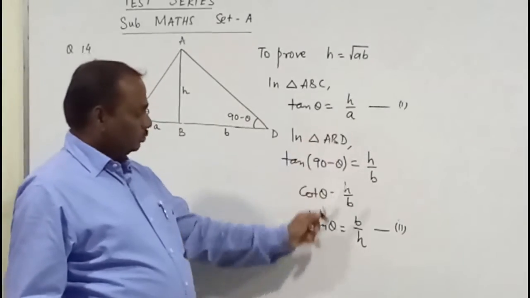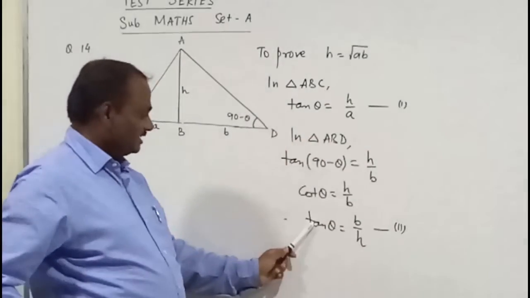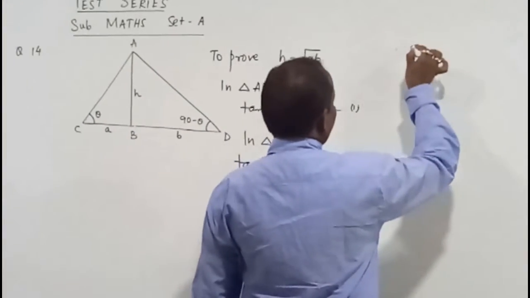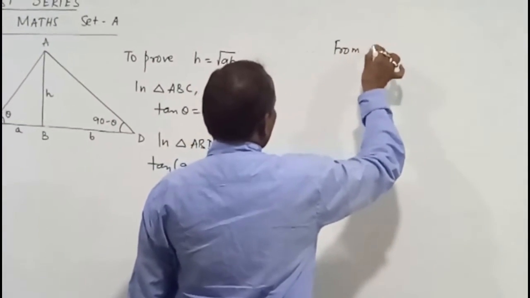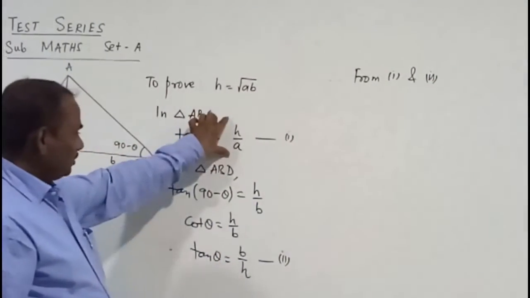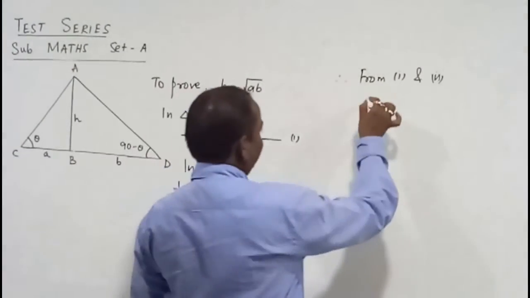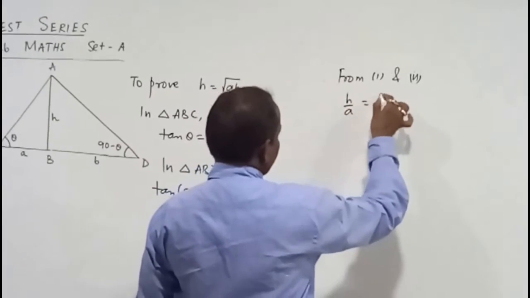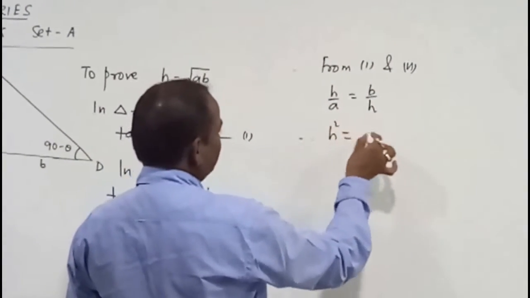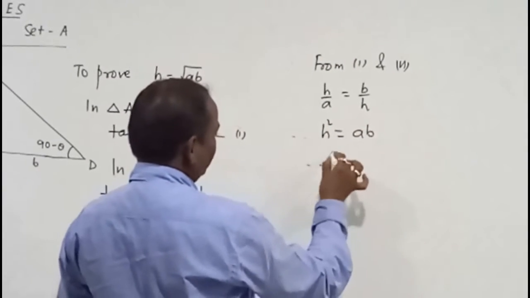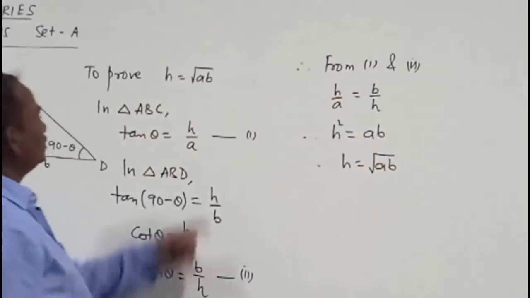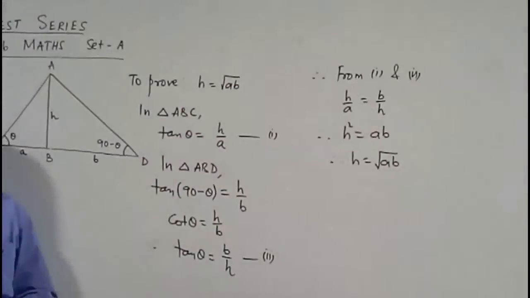अब 1 और 2 को कंपेयर करेंगे तो दोनों का लेफ्ट हैंड साइड सेम है तो राइट हैंड साइड भी सेम हो जाएगा. तो देयरफॉर आई कैन राइट नाउ फ्रॉम 1 and 2 I can say h by a is equal to b by h. अब इसे क्रॉस मल्टीप्लाई करेंगे तो हमको मिलेगा h square equal to ab. Therefore h is equal to under root of ab. Hence जो प्रूफ करना था वो प्रूफ हो गया.